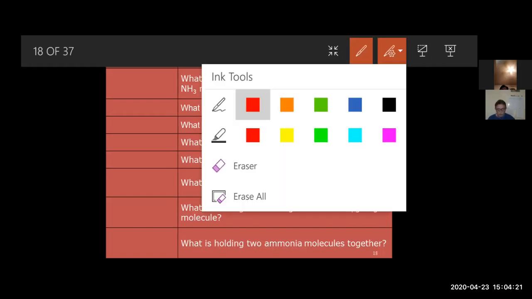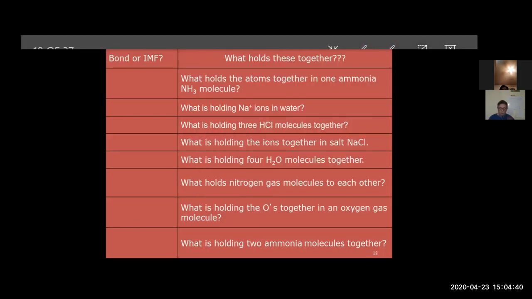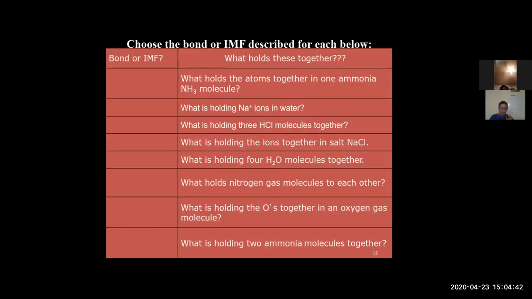The key word being one. Okay. So here we're talking about the bond itself. One molecule. So we're dealing with the bond. So in that case, if we look at the bond between nitrogen and hydrogen, it's a covalent bond, but more importantly, it is a polar covalent bond.